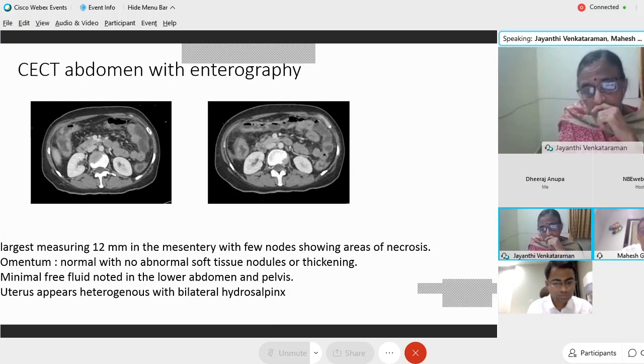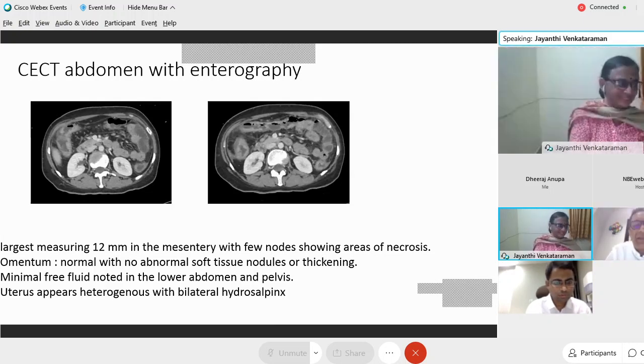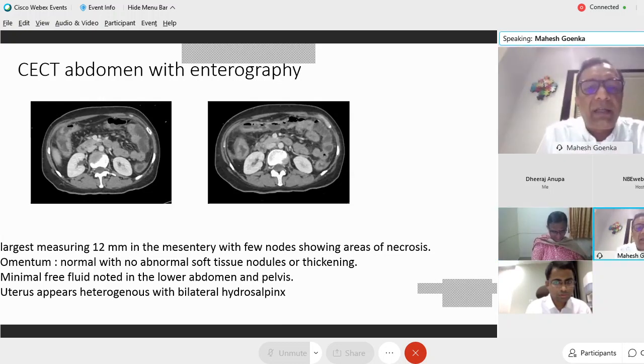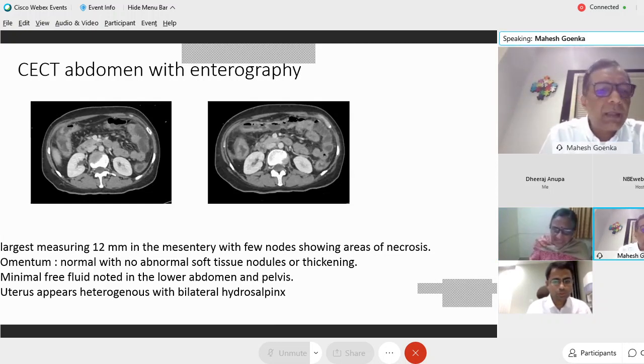So, what's your diagnosis now? Crohn's disease. Just now you told me that once there is necrosis in the lymph node, how can you say Crohn's as the first possibility? There is a clear-cut lymph node just in front of the kidney, which is showing necrotic material. It's tuberculosis. Yes, sir.